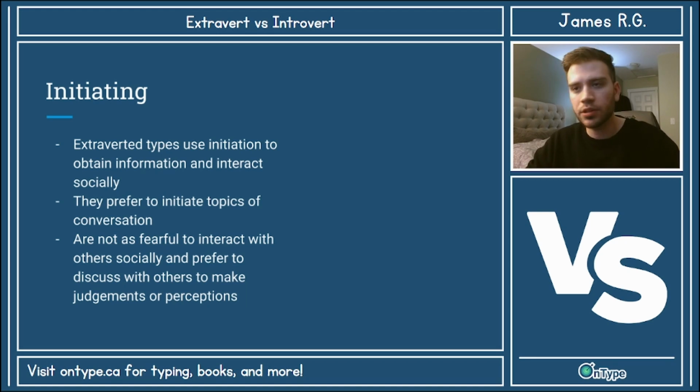Extroverts like to talk to people. They like to go up to people and start conversations all the time. They don't mind talking to multiple people at the same time, so stuff like this can be very common. They prefer to initiate topics of conversation as well. Initiating types like to lead the conversation. They like to bring up what they want to talk about, and what they want to know from the other person.